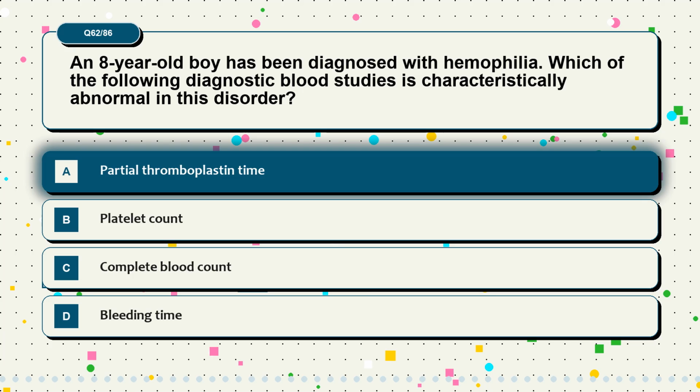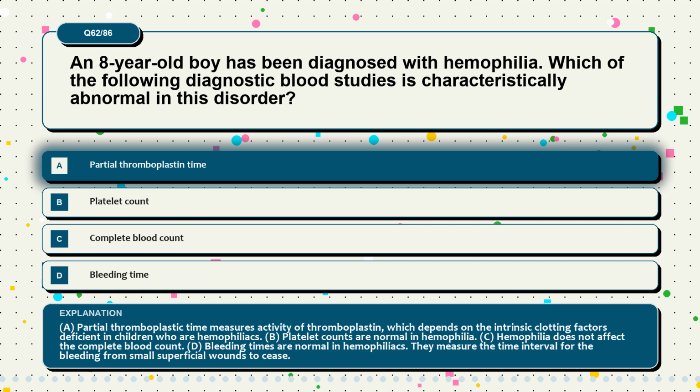The correct answer is option A. Partial thromboplastin time. A. A partial thromboplastin time measures activity of thromboplastin, which depends on the intrinsic clotting factors deficient in children who are hemophiliacs. B. Platelet counts are normal in hemophilia. C. Hemophilia does not affect the complete blood count. D. Bleeding times are normal in hemophiliacs. They measure the time interval for the bleeding from small superficial wounds to cease.